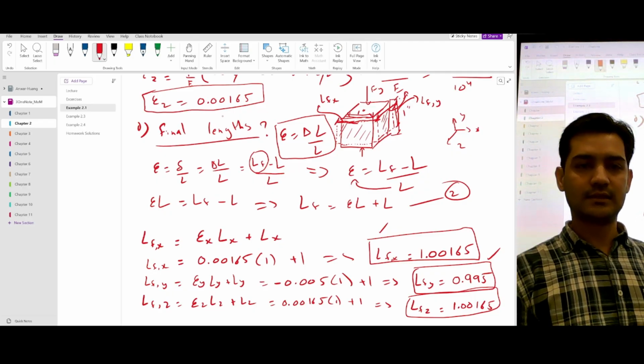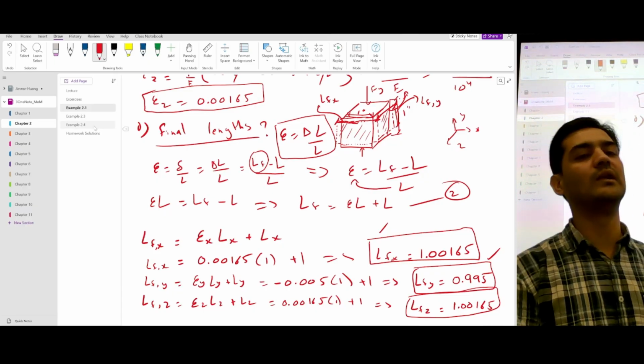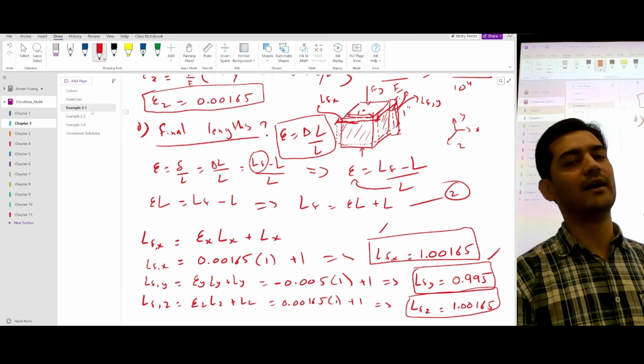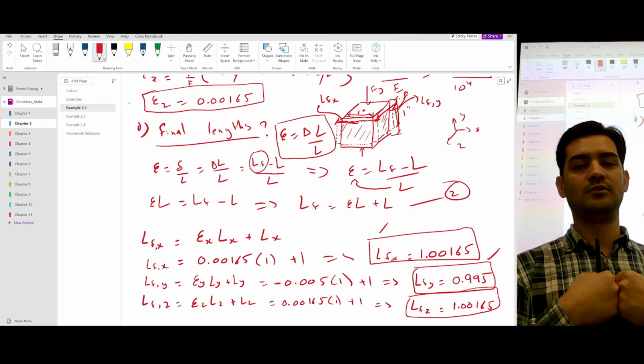And in the next lecture, we'll finish examples 2.3 and 2.4. And if we have time, we'll finish the confinement part. And hopefully, we can finish the chapter this week.